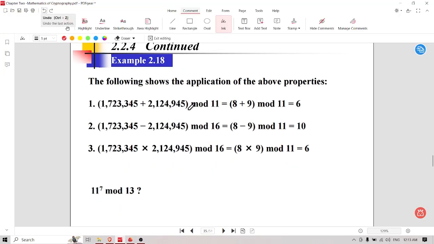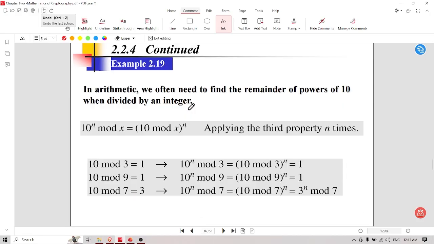Now, these were the properties that we explained. And this is the 10 to the power of n mod x, which would be 10 mod x as explained in here. We'll apply the third property n times.